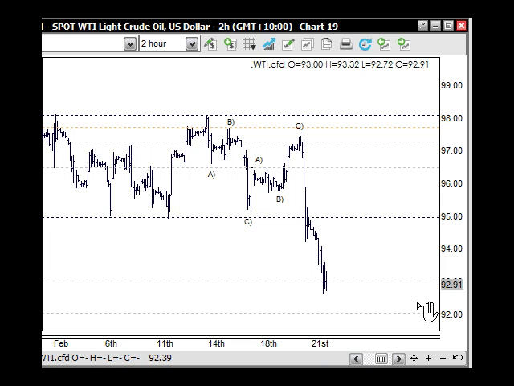Just going to start with oil here. Oil follows stock, so it'll just be working with the S&P 500. So you understand that wave count with the S&P 500 in that ABC correction. So you really need to sort of convert that back into this market as well.